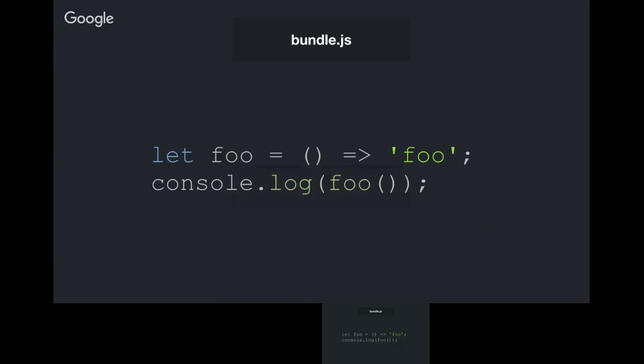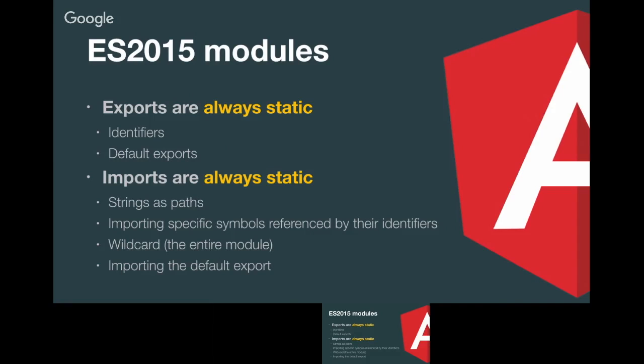And if we bundle our application with a bundler which understands ES 2015, we will be able to get the final bundle with that code eliminated. And this is thanks to the properties that the ES 2015 modules have. As we mentioned, the exports are always static, so we are exporting either some identifiers or the default export. And the imports are also static, so our paths are always string literals, and we are importing specific symbols.